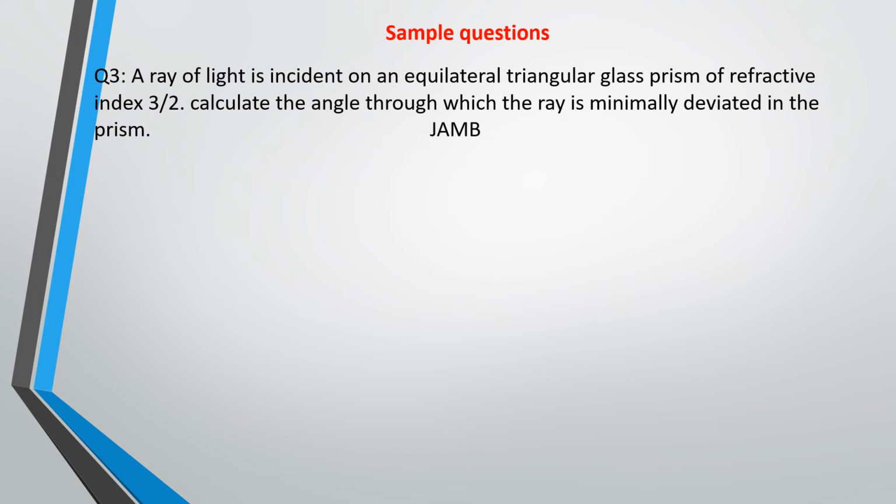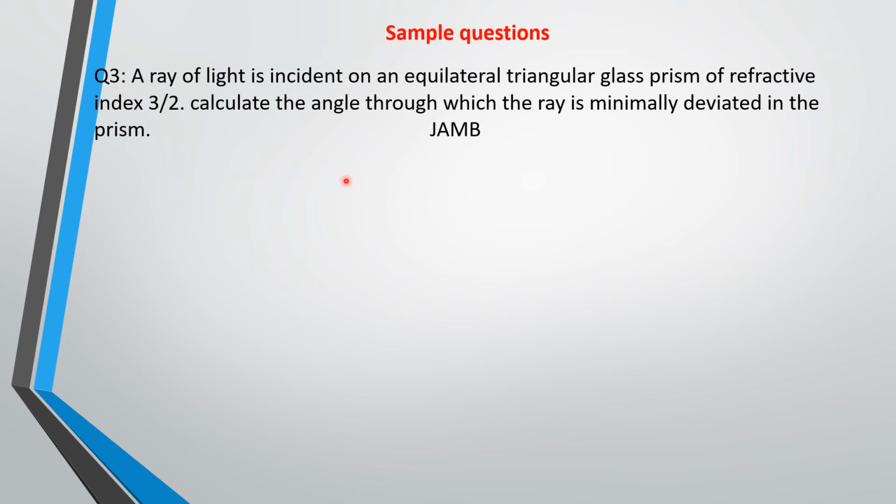This is another question. It's a JAMB question. A ray of light is incident on an equilateral triangular glass prism of refractive index 3/2. Calculate the angle through which the ray is minimally deviated in the prism. What I'm saying there is that you calculate the minimum deviation of this ray of light as it passes through the glass prism. That is what they are asking you to do.